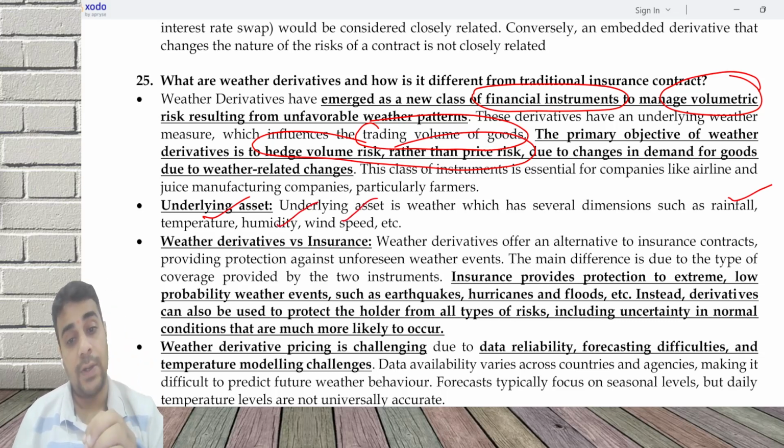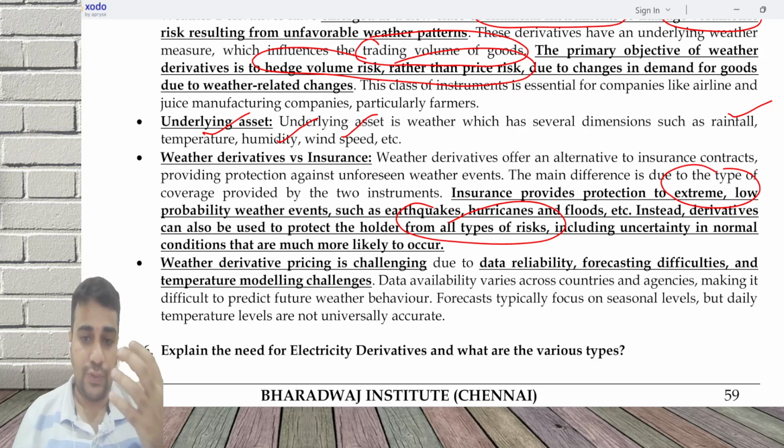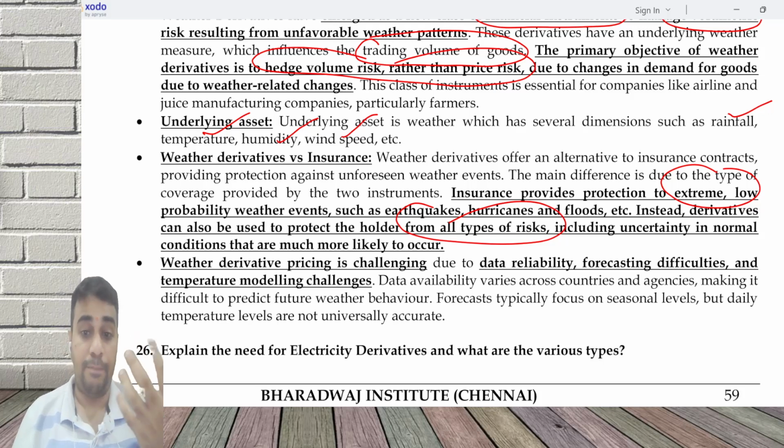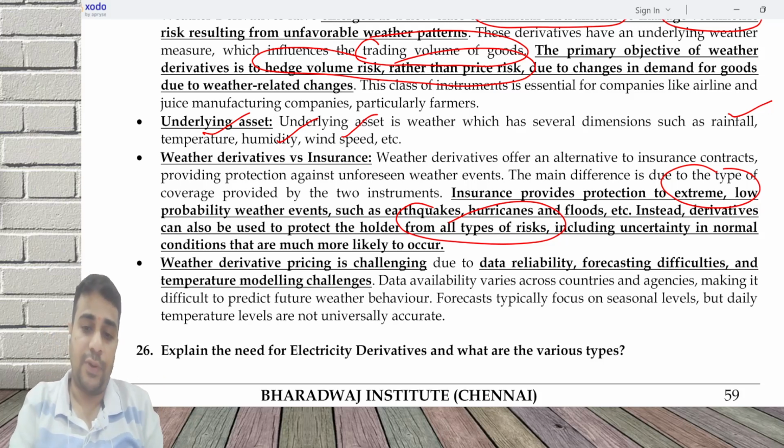Insurance gives protection against extreme, low probability weather events such as earthquakes, hurricanes, and floods. Derivatives give protection against all types of risk, uncertainty in normal conditions. Weather derivative pricing is very challenging because you do not have data. Past data is there, but the valuation can be challenging because of data reliability issues. Forecasting is difficult. Temperature modeling changes. In fact, in our material, we have not solved any question on weather derivatives because it is very difficult to do the valuation, as forecasting can be a challenging thing.